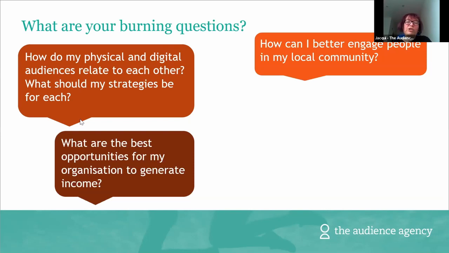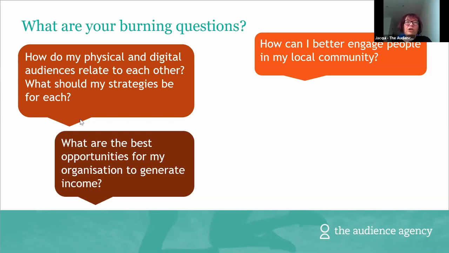Some of the questions that have been coming up time and time again in the conversations that we've been having with organisations are: how do your in-person visitors correlate to your digital audiences? Through the pandemic, a lot of people have pivoted to online engagement, and there's been a lot of upskilling and investment in time and infrastructure to facilitate those online engagements.